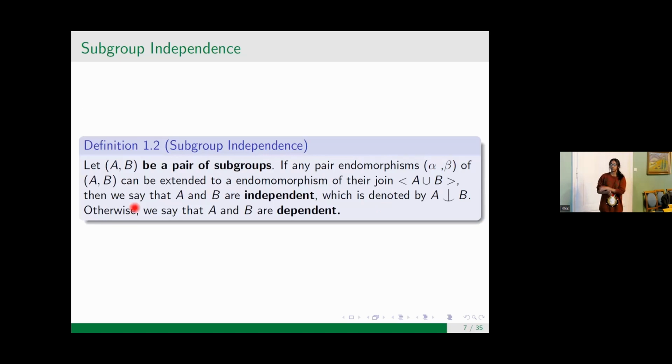So, the motivation for the definition. Let's go to the particular special case of subgroup independence. Let A and B be a pair of subgroups. If any pair of endomorphisms alpha, beta of A and B can be extended to an endomorphism of their join, then we say that A and B are independent with this symbol, otherwise they are dependent.